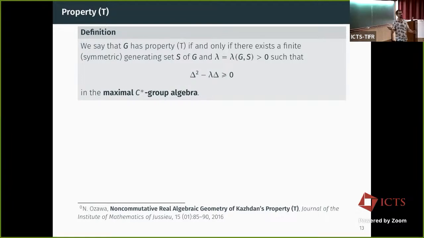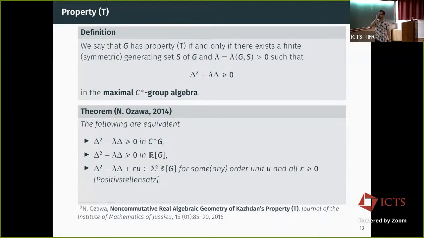So for those of you who know what C-star group algebra is, that's fine. For those of you who don't, it's a completion of the group ring. It's a completion with respect to some norm that comes out of those representations. Okay? It is very interesting, but not very important for this lecture to understand really this completion. But you have to understand that this positivity comes from evaluating those representations.